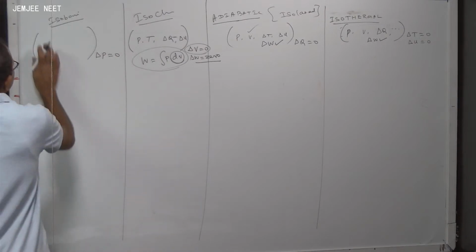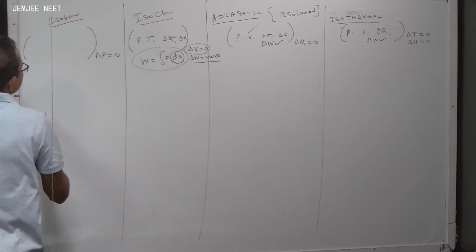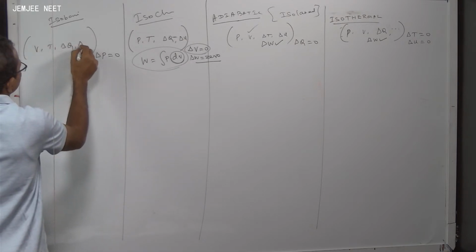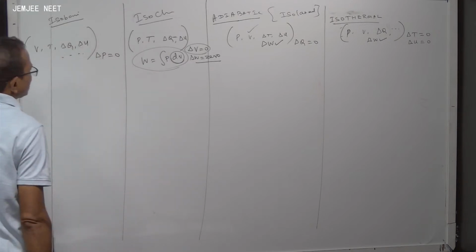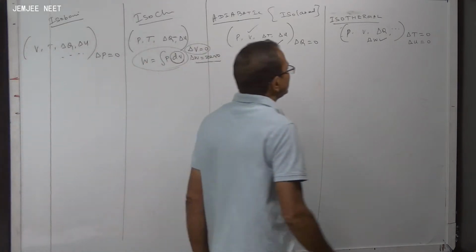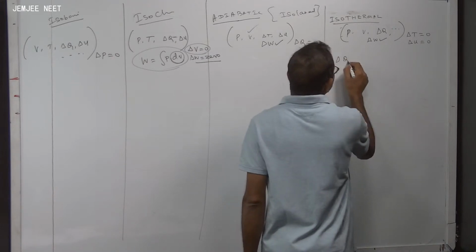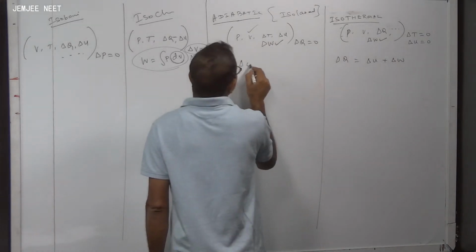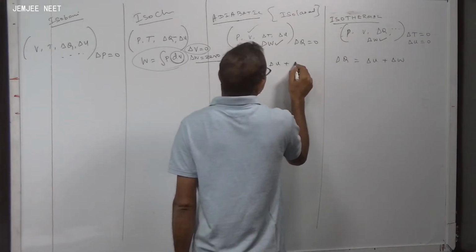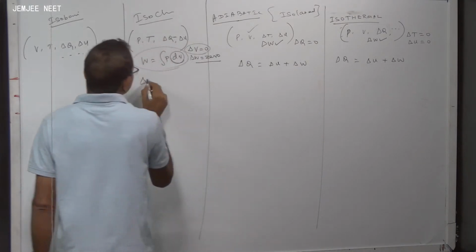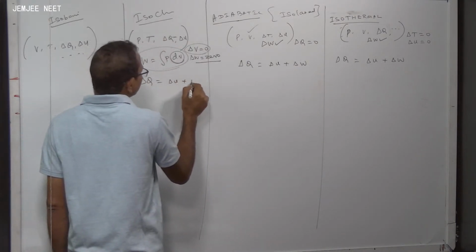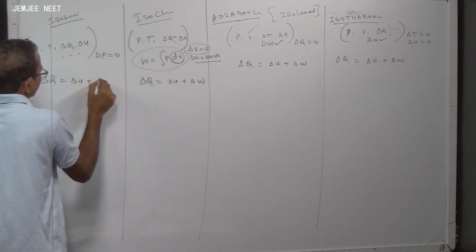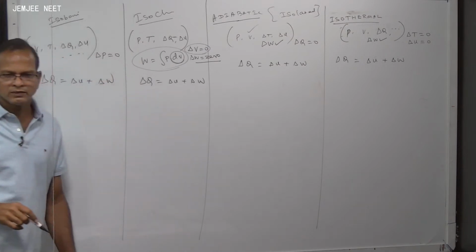Change in pressure is 0. What else? Volume can change, temperature can change, you can supply heat, you can change the internal energy, anything you can do, but change in pressure is 0. Then the first law: delta Q is equal to delta U plus delta W. First law of thermodynamics.